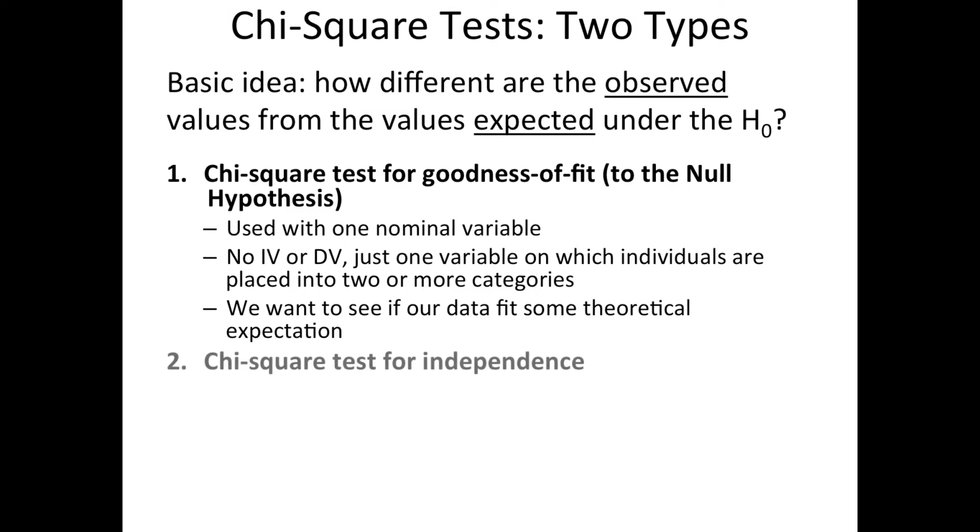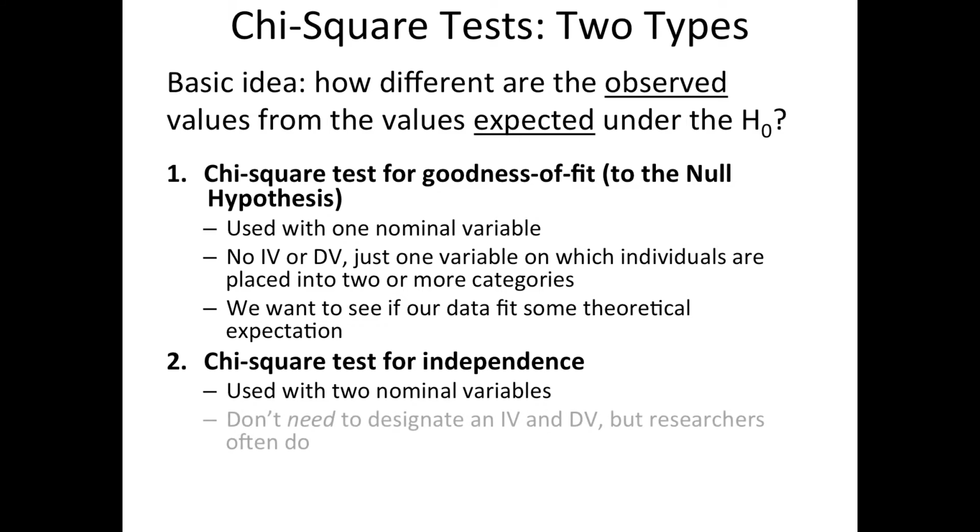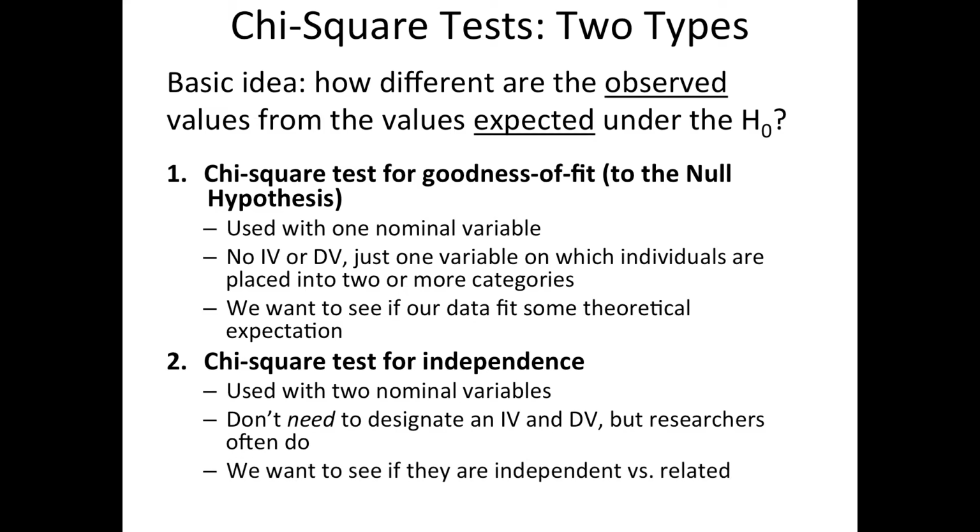And the second test we'll cover is the chi-square test for independence. In this case, we have two nominal variables. And we want to see if they are related in any way or independent of each other. So we don't need to designate one as an IV and a DV, but it's often useful to do so. And in the example we're going to work through, it'll be clear that we can pick one and call it the IV and treat the other as the DV. So again, we want to see if they're independent or if they're related. Let's start with the chi-square test for goodness of fit.